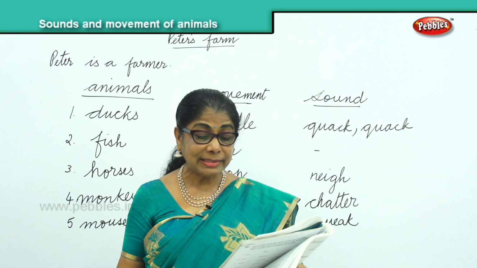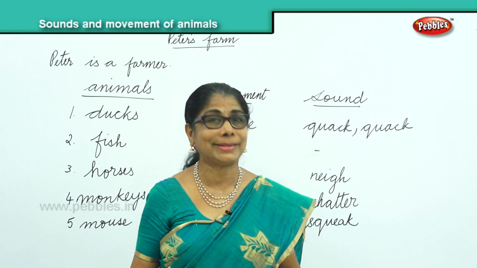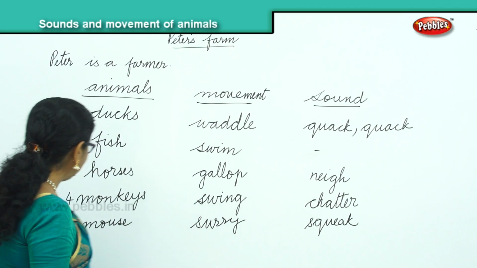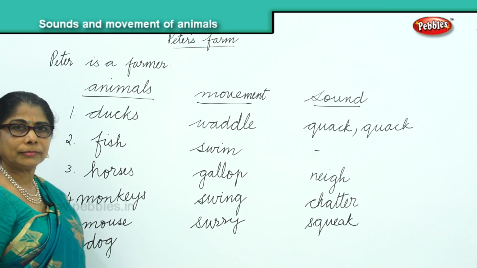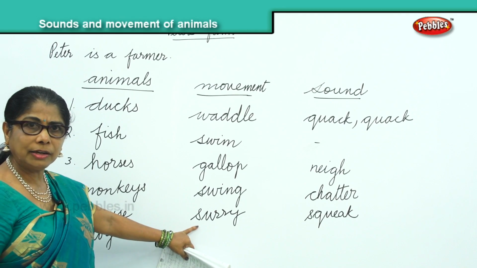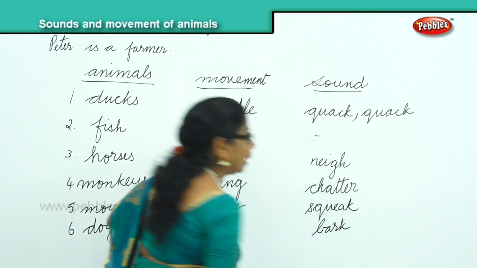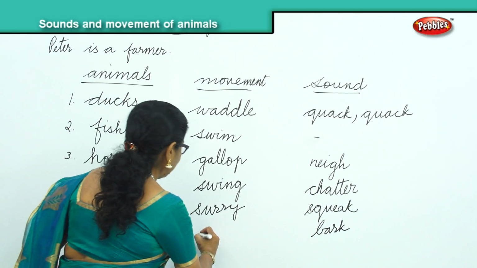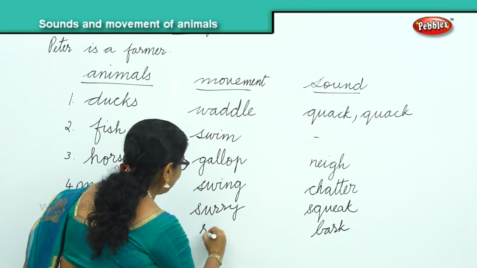Then Peter's friends Sam and Joe often come to his farm. For what do they come to the farm? To pet the dogs and the cats. So he's got a lot of dogs and cats too. Okay, now dog. What do the dogs say? What is the noise, the sound he makes? The dog will bark at the strangers. Okay, what can the dog do? He can run, jump, he can run about. The dogs normally run about.